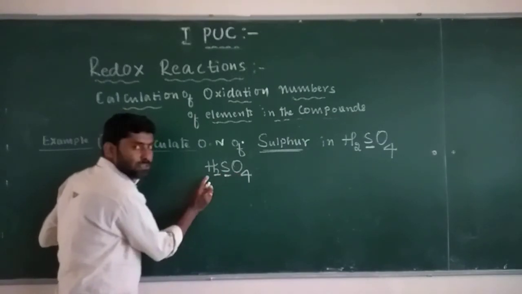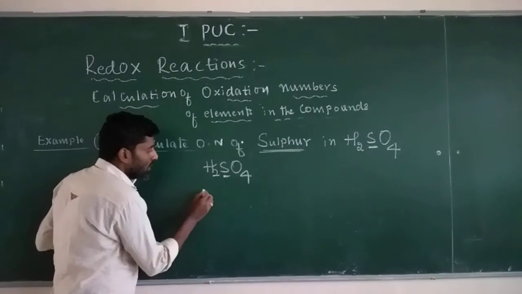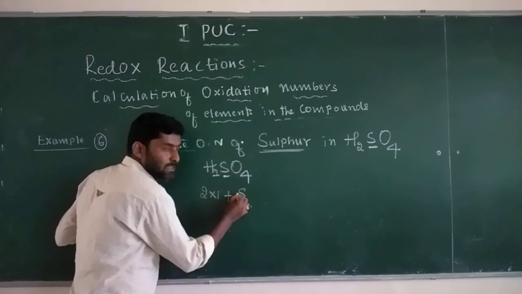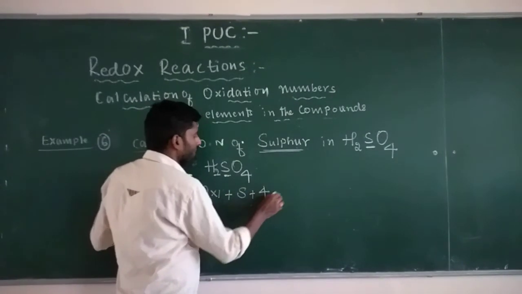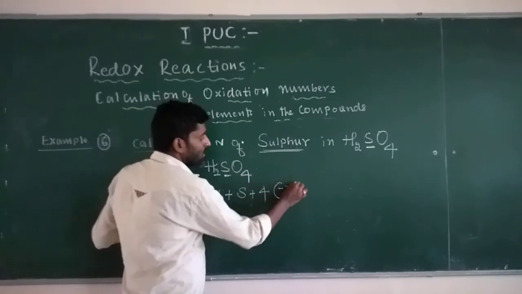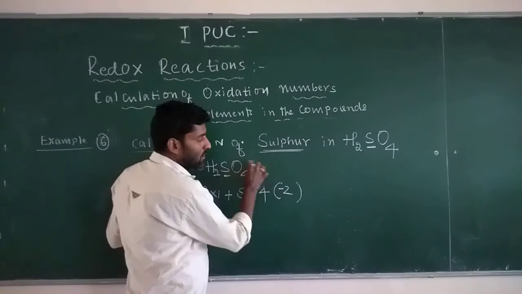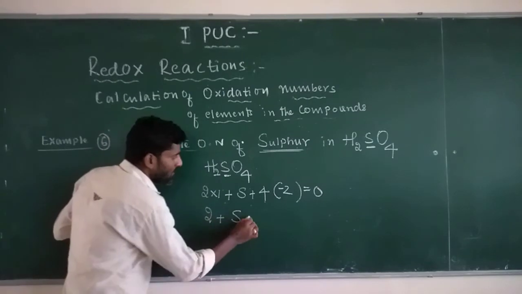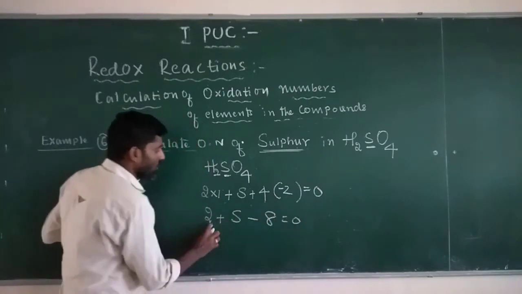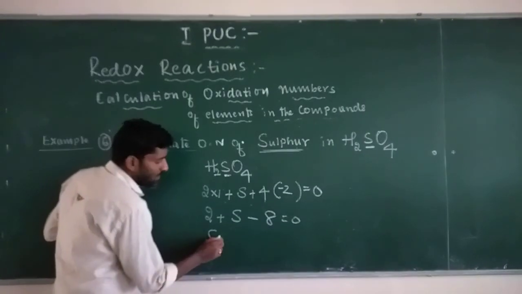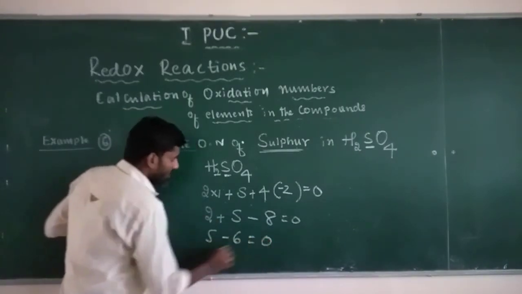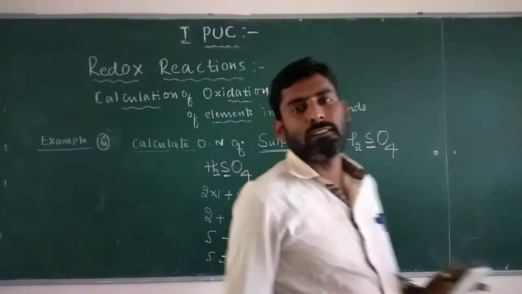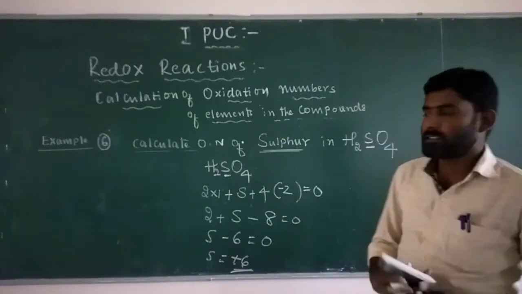In compounds, hydrogen oxidation number is 1. So we have 2 hydrogens, so 2 into 1, plus sulfur, which we don't know, keep as S, plus 4 into oxygen oxidation number in compounds, which is -2. No charge on the compound, so equal to 0. So 2 plus S minus 8 equals 0. 2 minus 8 is -6, equal to 0, so S is equal to +6. So the oxidation number of sulfur in H2SO4 is +6.